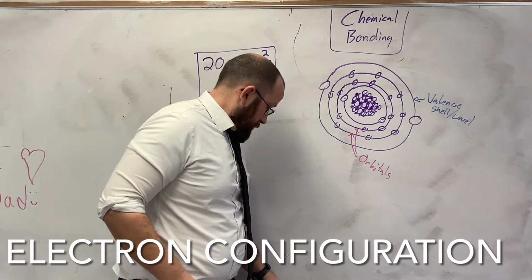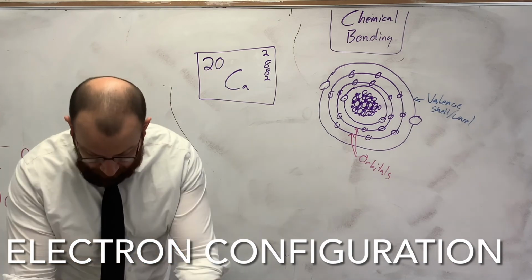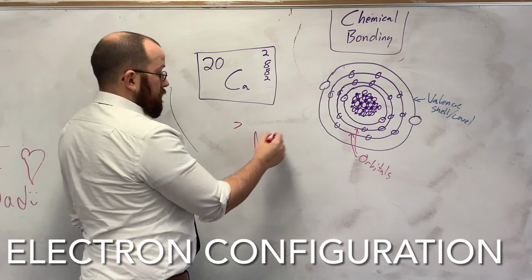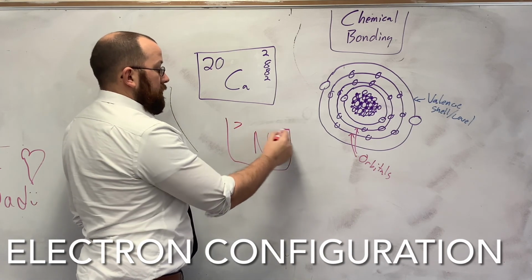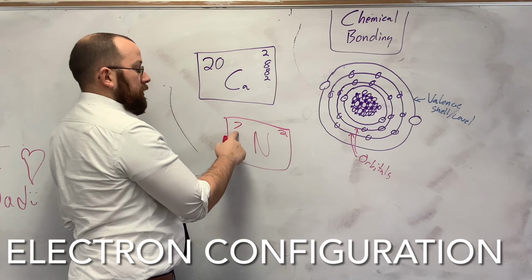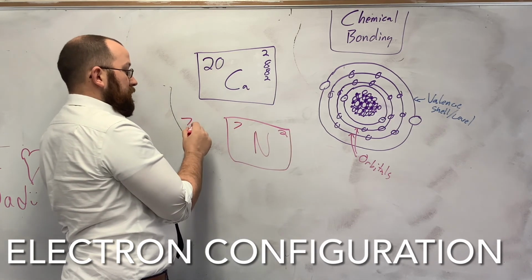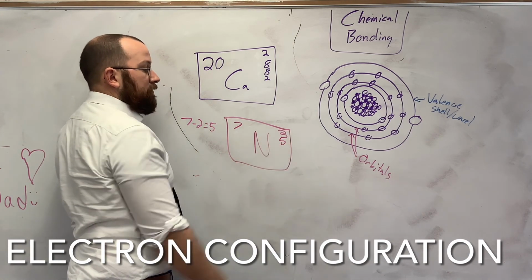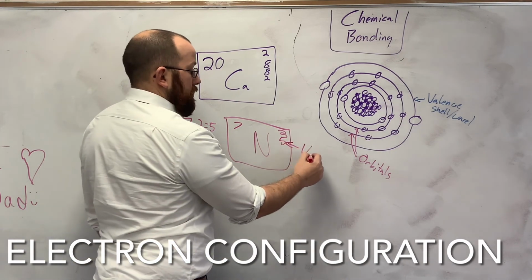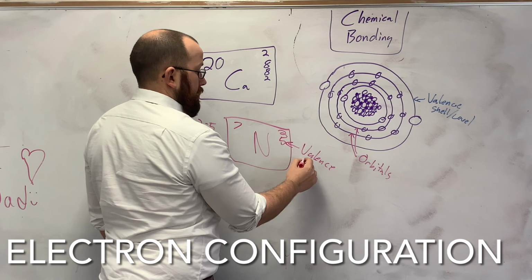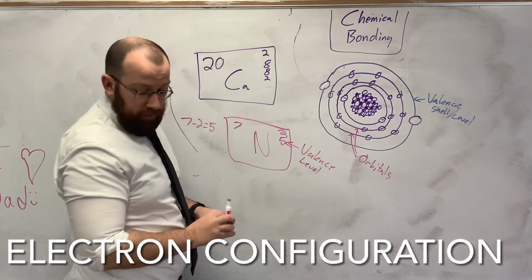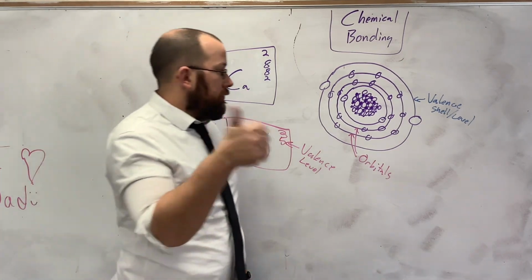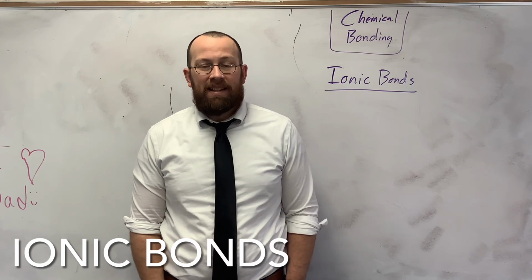Another example would be nitrogen, 7. So if I had nitrogen 7, my first shell can only hold 2. So how many more do I have after that? 7 minus 2, I have 5. My next shell can hold 8, but I don't have that many. So I have 5 in my valence level, or my valence shell. Whatever you want to call it. 5 electrons in that. It's always electrons.